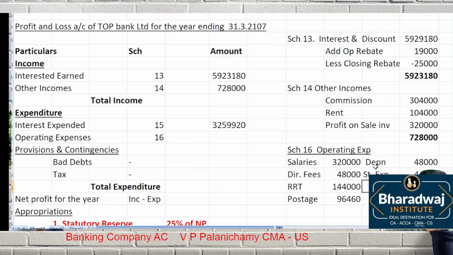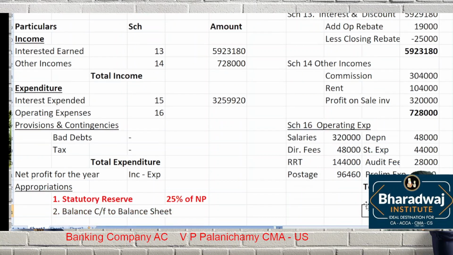Then statutory expenses also. Statutory expenses, audit fees, preliminary expenses, they ask you to write off completely. You take the preliminary expenses fully. So add up, you will get the total. Salary, director's fees, rent rates and taxes, postage, depreciation, statutory expenses, audit fees, preliminary expenses. Just add up, you will get the total.